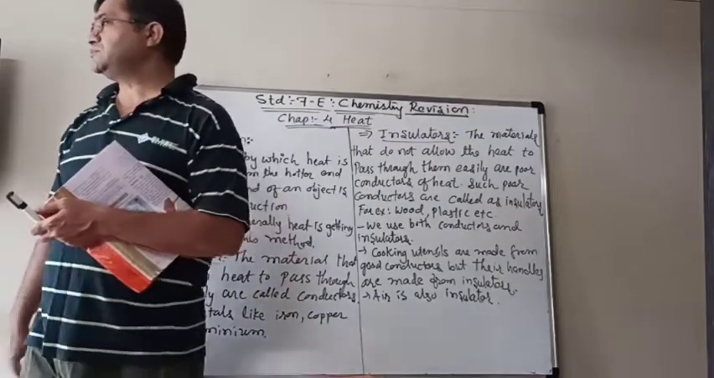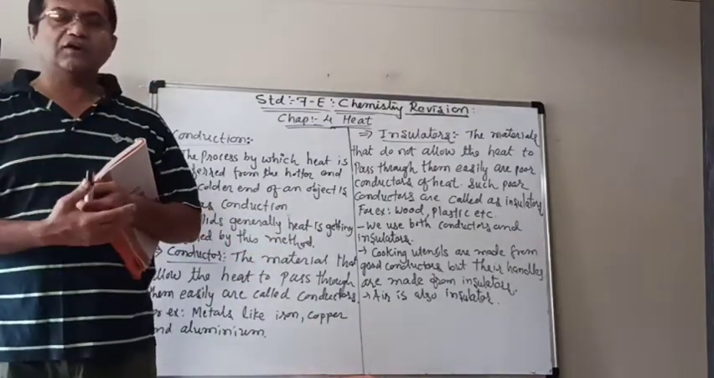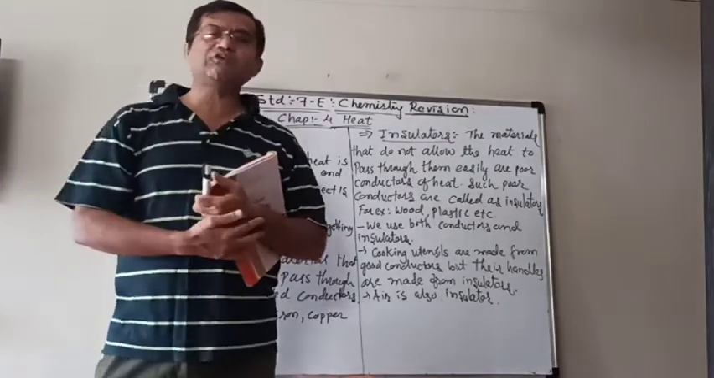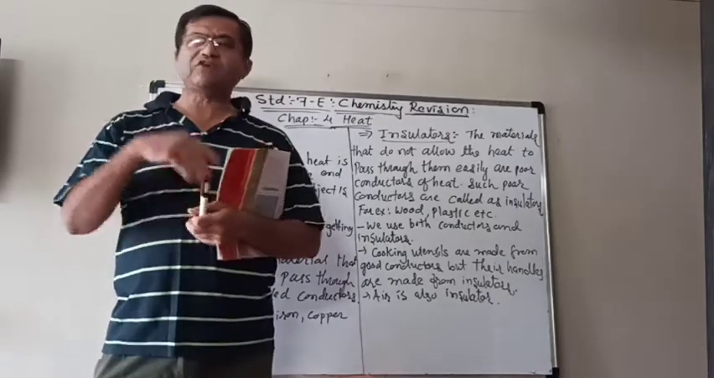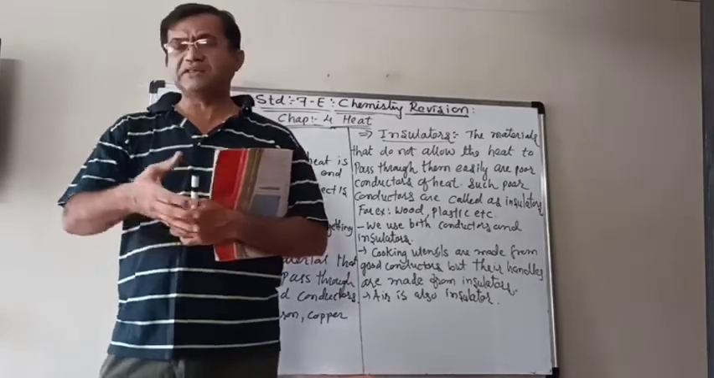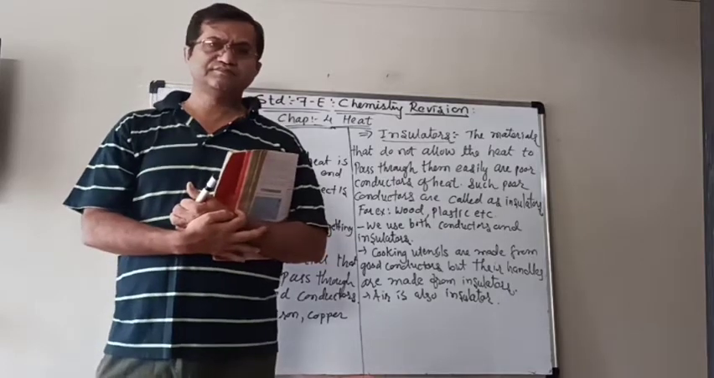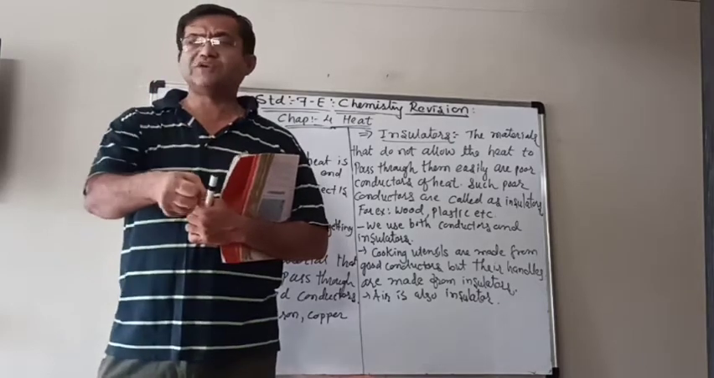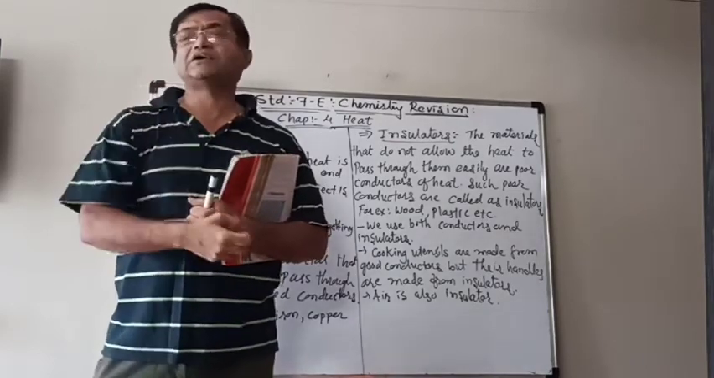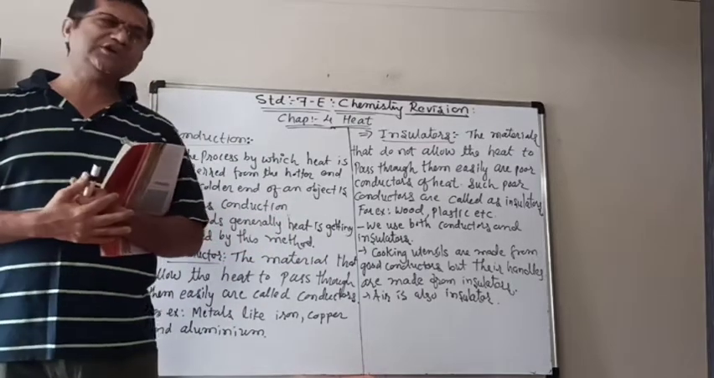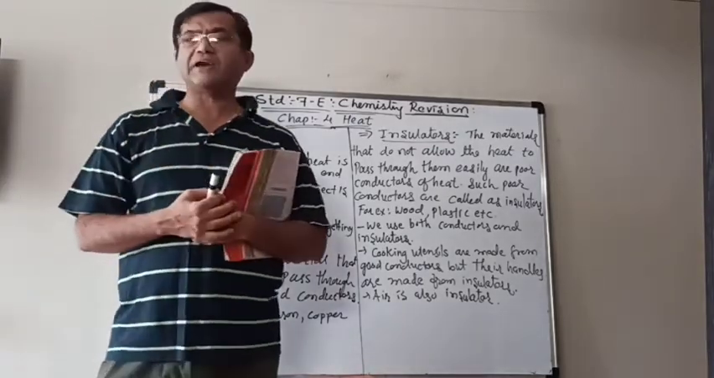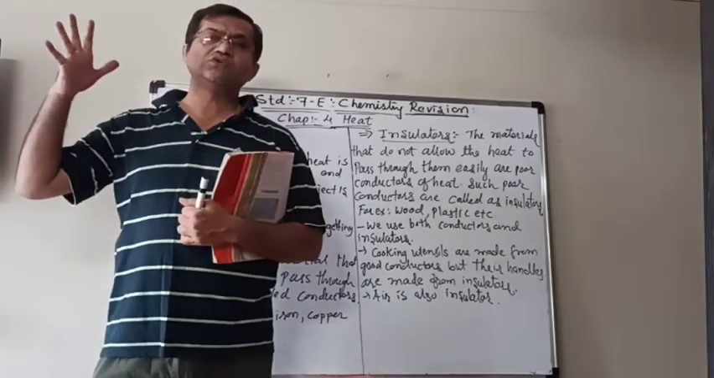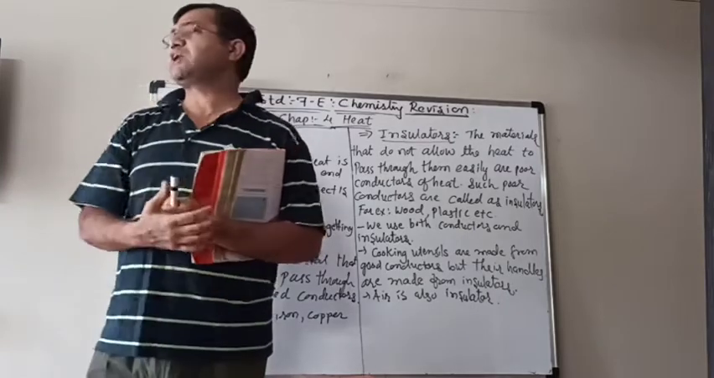Maybe you have observed when you burn wood, if you are holding the wood such that one end is in the fire and the other end is in your hand, then even after a few minutes the heat will not pass and you will not get hot. But if you do the same with a metallic rod, an iron rod, then within a few minutes you have to drop it because heat will transfer through it.